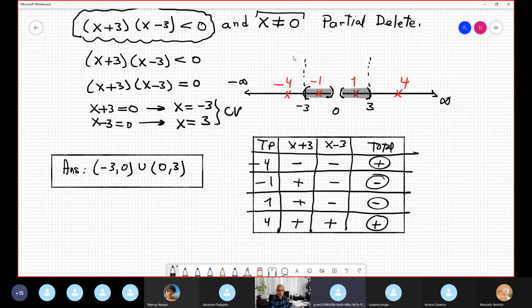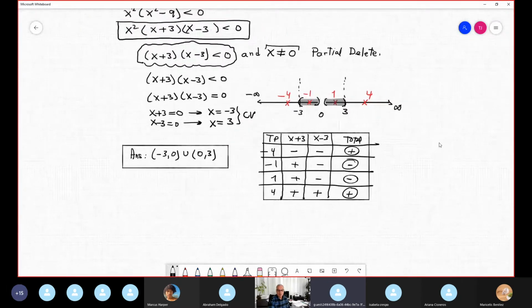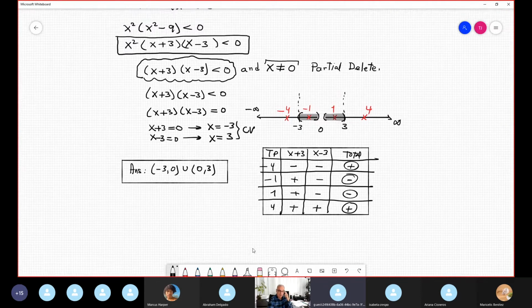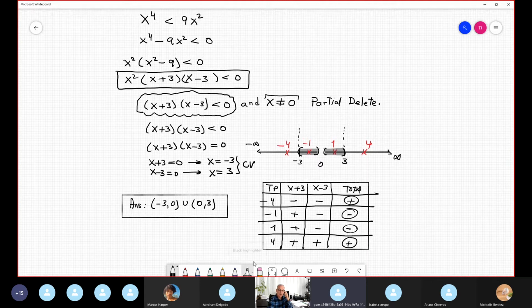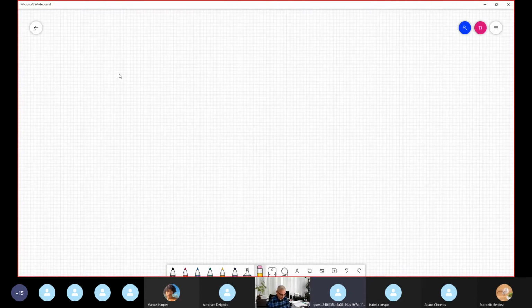Let's move on to another example, and you help me to understand it. Okay, look. I want to erase the board. May I? Yes or no? Yes. Okay, suppose this problem. 9 minus 3x over x squared less than or equal to 0. Solve this.